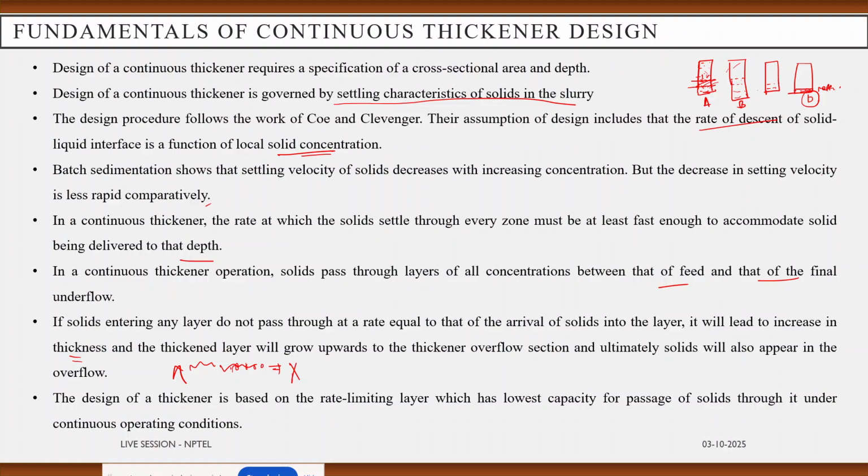And the last thing, the design of a thickener is based on the rate limiting layer. So we will now discuss what the rate limiting layer is and how the concentration of that layer is calculated. The rate limiting layer is the layer having the lowest capacity for passage of the solids through the layer under a continuous operating condition.